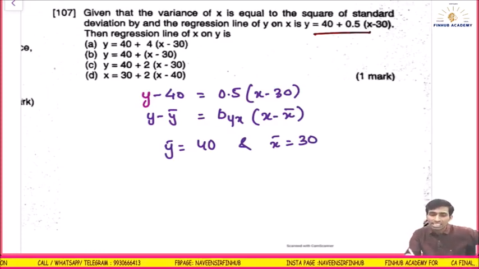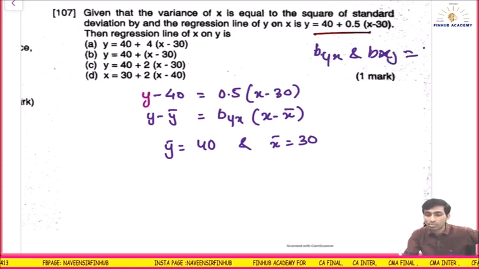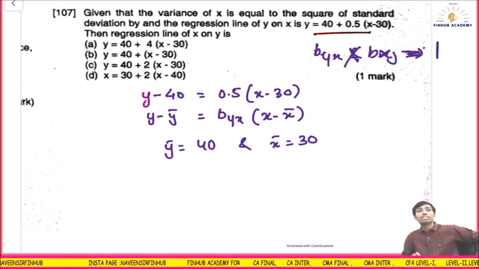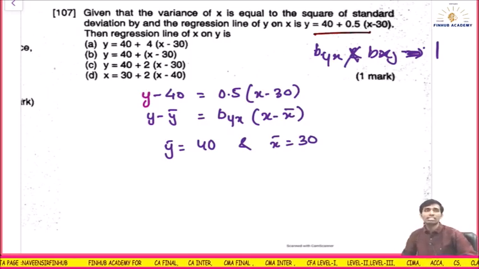Here that information is missing. They are saying b y on x and b x on y are reciprocal of each other. If you multiply the reciprocals, the answer is what? 1, right? They are reciprocal, that is what I think they want to say. And maximum it can be 1 only. Or it should be less than, but they have not said that.